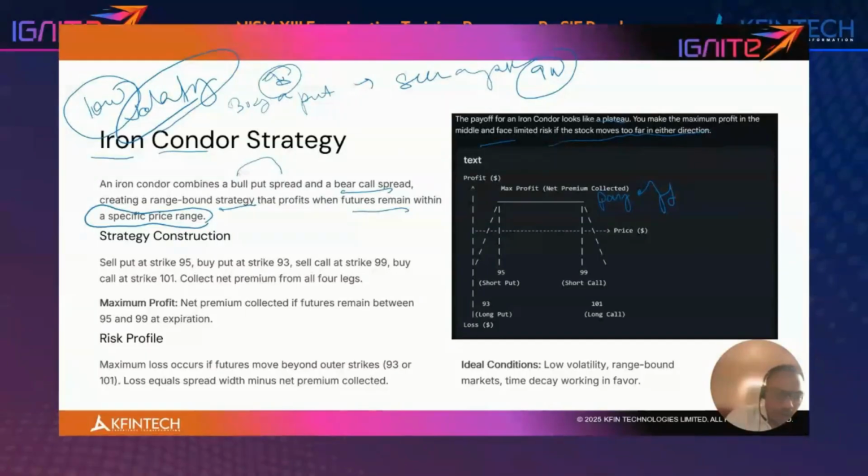So coming back to iron condor, how do you create this? You sell a put at 95. So you short a put at 95. Sell a put means you are bullish. Buy a put at 93. That means you are bearish. So if you have sold a put at 95 and if the market falls, anyway you are going to buy it at 93 because you have already said that if it goes to 93, I have already bought a put. At 95, I have shorted a put.